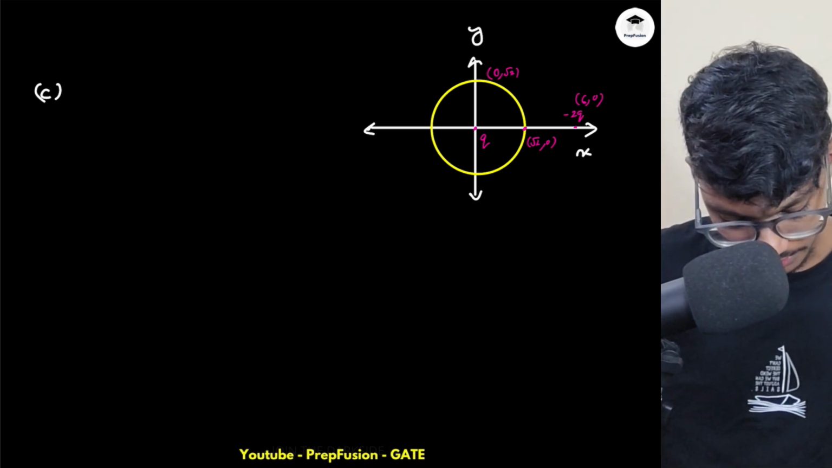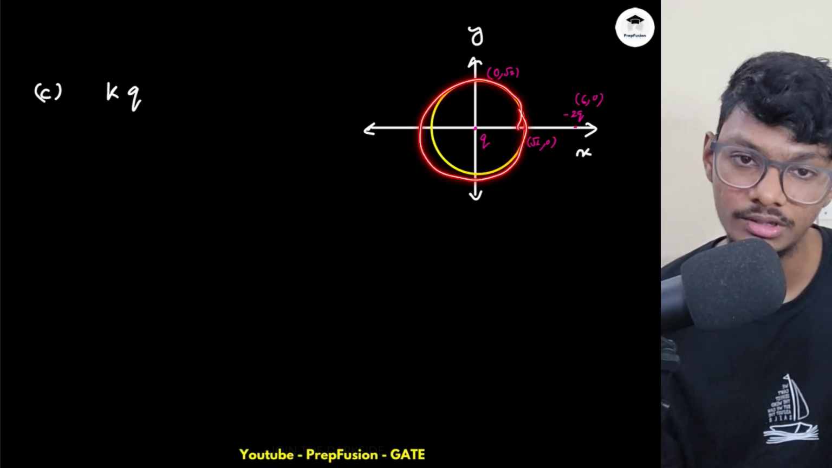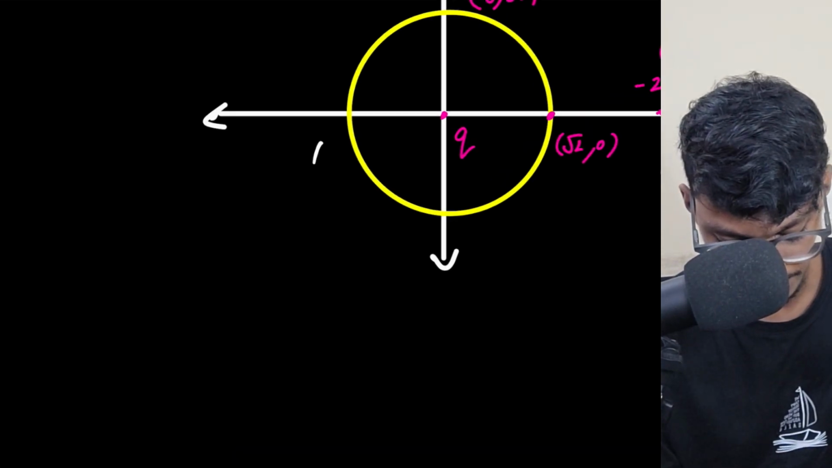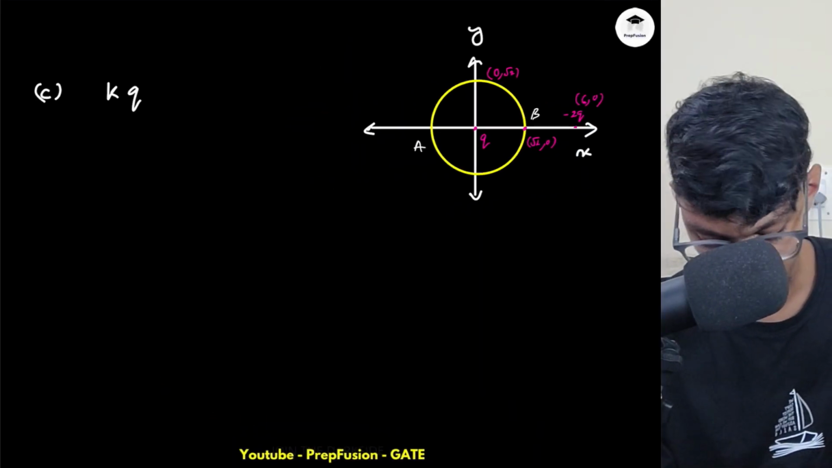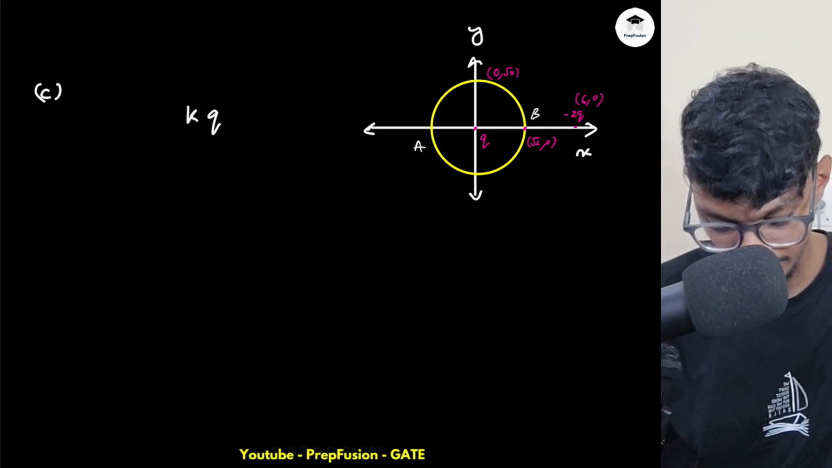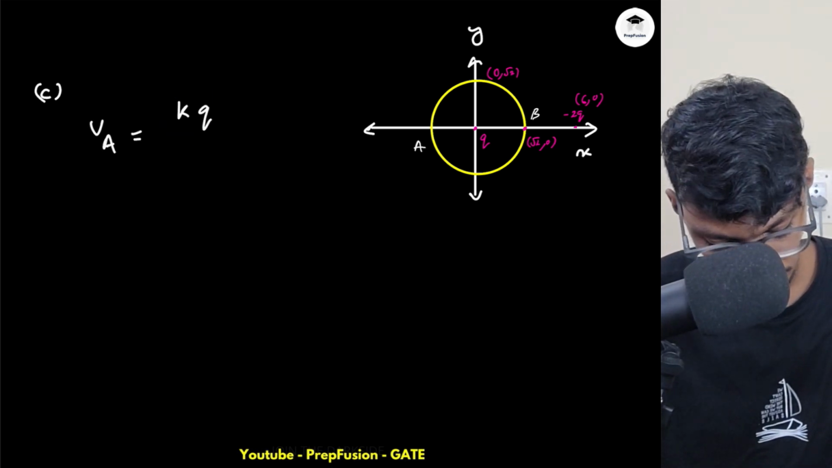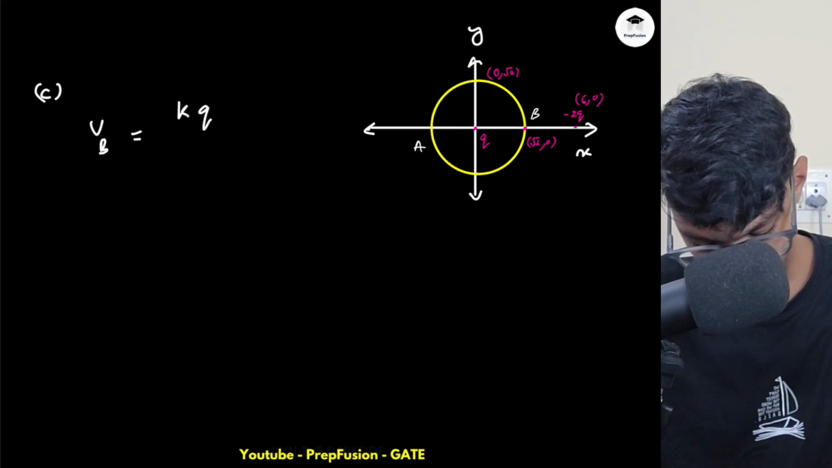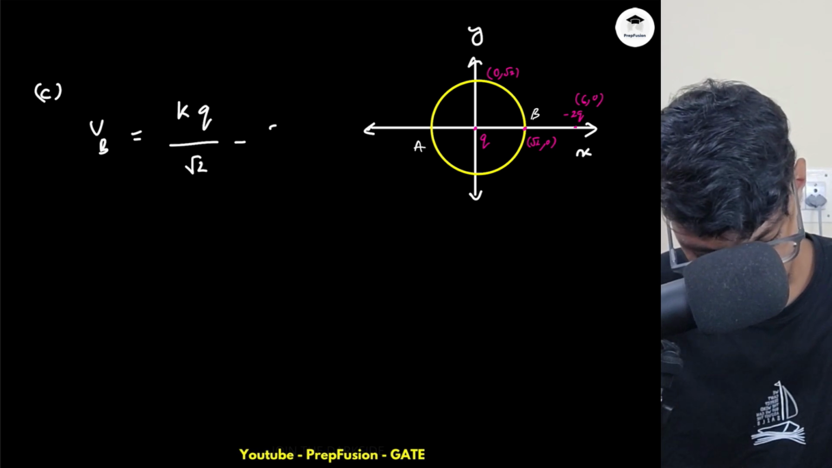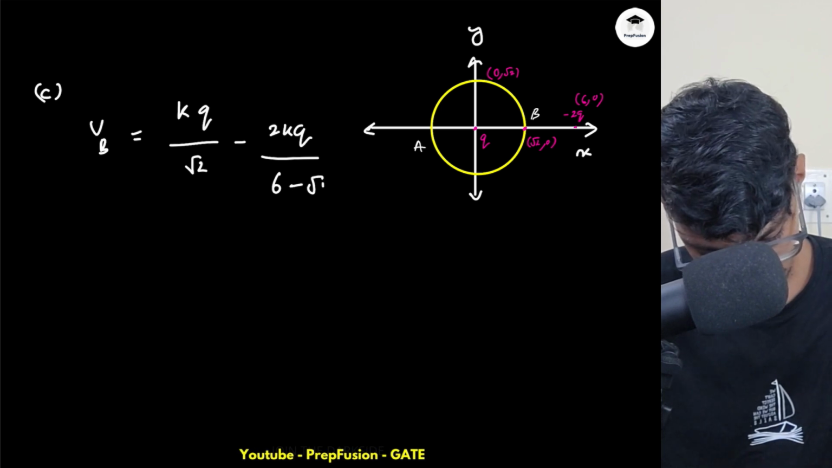So what does the potential come out to be? If this is an equipotential curve, the potential here and the potential here should be the same. VA and VB should be the same. I'm computing with respect to infinity, as a reference. So here my VB is kq by this distance, which is under root 2, minus 2kq by the distance, 6 minus under root 2, right?